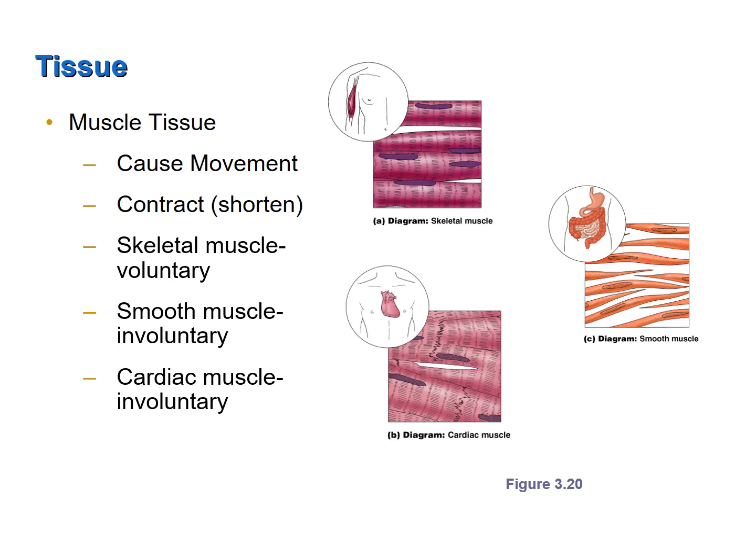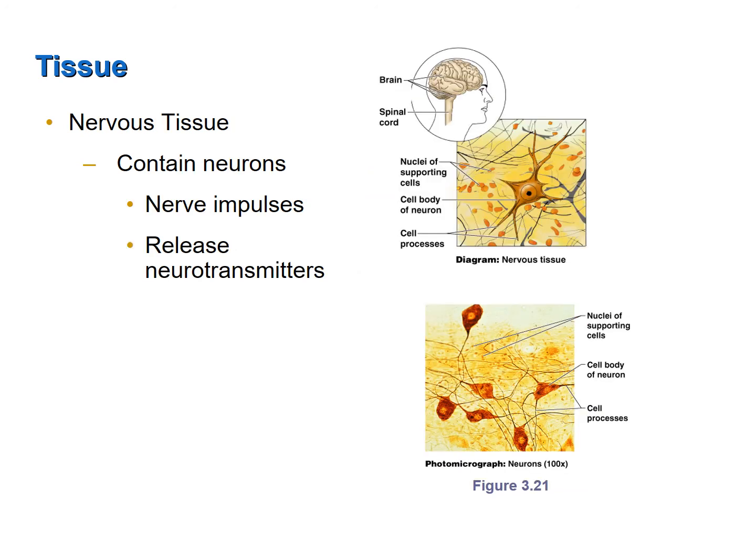Nervous tissue is the fourth primary tissue type. Nervous tissue contains a unique cell called a neuron. It's a star-shaped cell that's responsible for generating nerve impulses or action potentials. These nerve impulses result in the release of neurotransmitters by these neurons, and these neurotransmitters communicate with other cells, either stimulating or inhibiting the activity of the receiving cells.